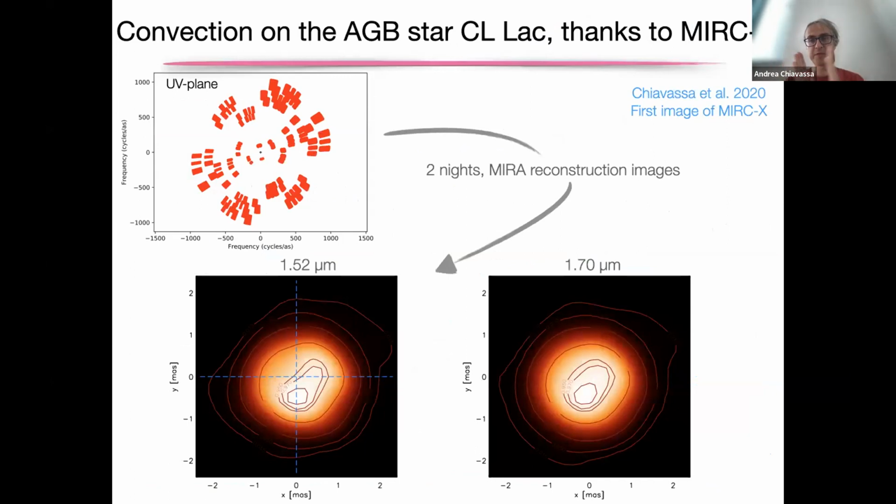So this was, correct me if I am wrong, the first image done with MATISSE. This has been done in 2 nights with the MIRA reconstruction images. So you have the UV plane on the top, and then you have two images at 2 different wavelengths. There were only 7 points in the wavelength bins. And you see that the photocenter is displaced. The barycentric position is this cross in the middle I put. So you see that this convective signal that we see is not actually at the center.